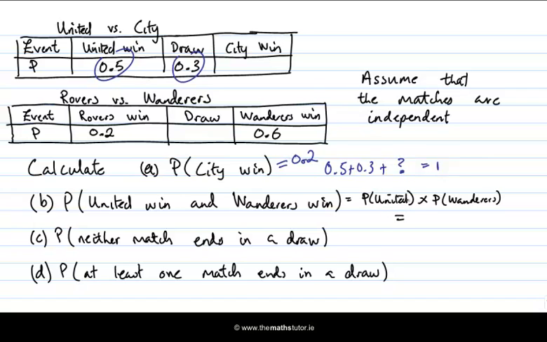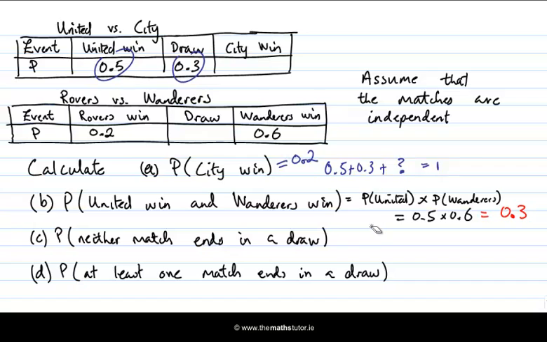So now we know these two probabilities here. The probability of a United win is 0.5 and the probability of a Wanderers win is 0.6. So our answer here is 0.5 times 0.6, and that comes out to be 0.3. You can do that in your head, or you could do it with a calculator if you want. Okay, so that's just using the multiplication rule for independent events. So when the two events are independent, then the probability that both occur is just the product of the individual probabilities.